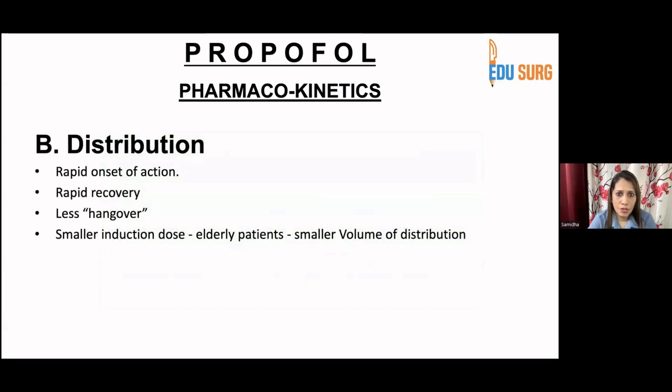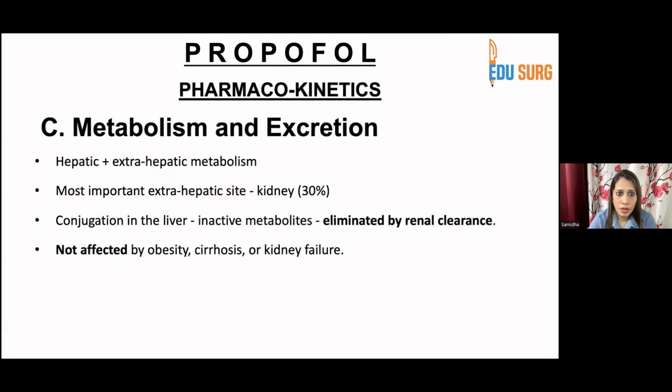In pharmacokinetics, about the distribution, it is distributed rapidly into all the various fat stores, with rapid onset of action, rapid recovery, and fewer after effects. As I said, there is very smooth emergence. Use a smaller induction dose in elderly patients as they have a small volume of distribution. If you give a higher dose, you are going to have more hemodynamic instability. You're going to land up with bradycardia and hypotension, which will not be a favorable reaction in patients who have ischemic heart disease or kidney disease and so on and so forth.